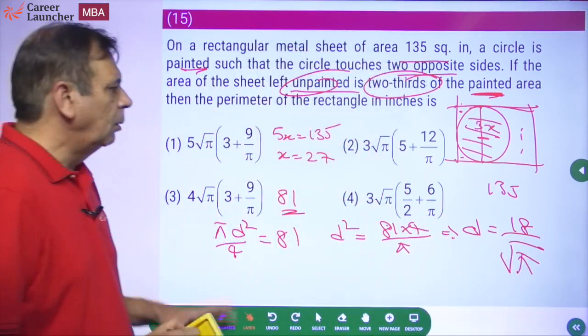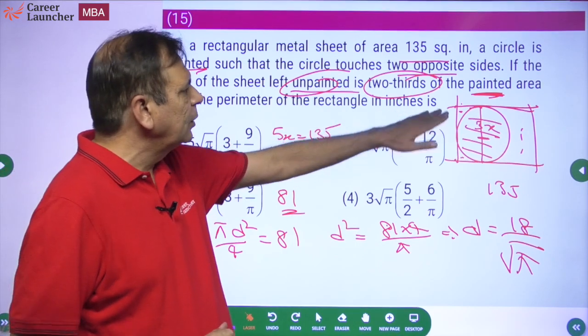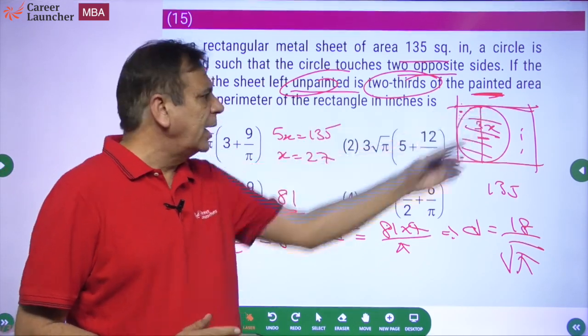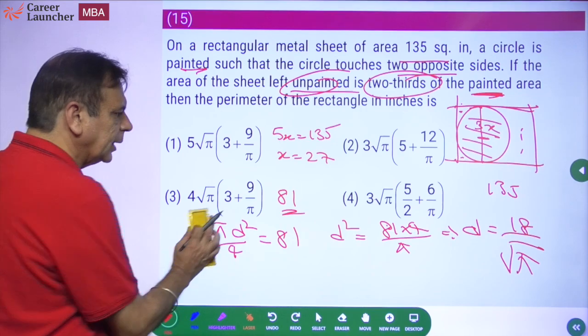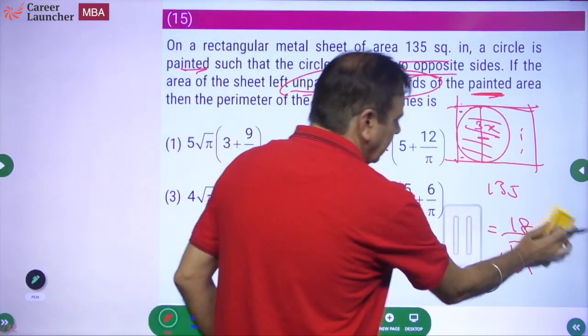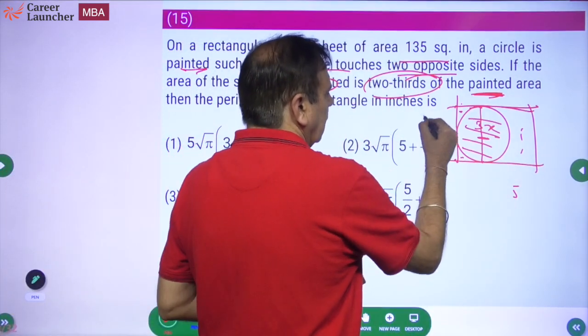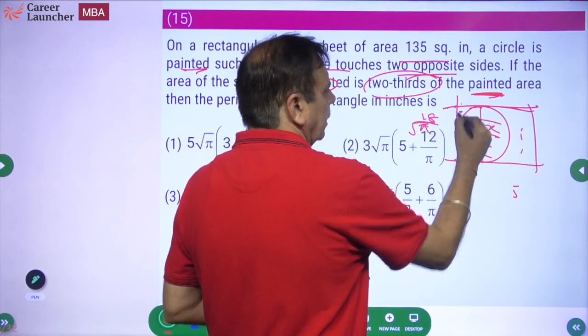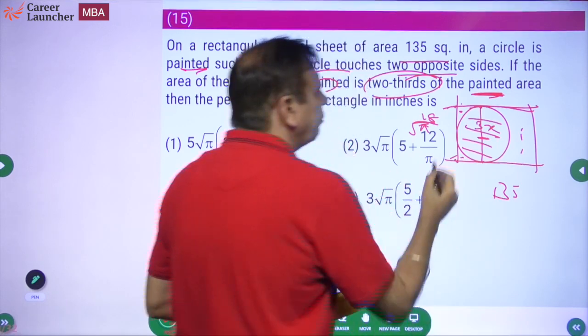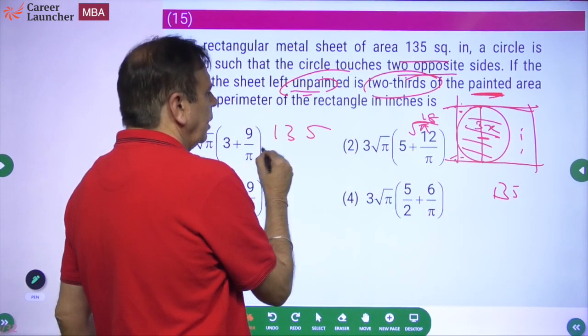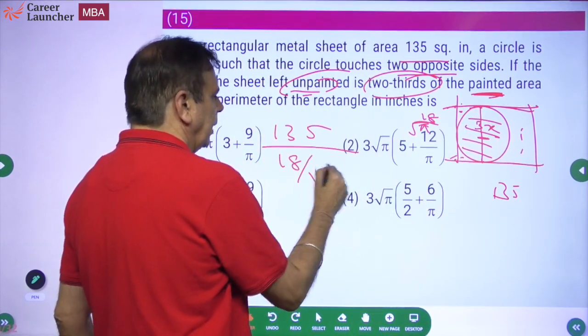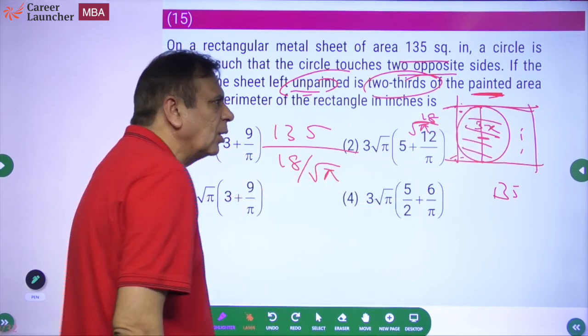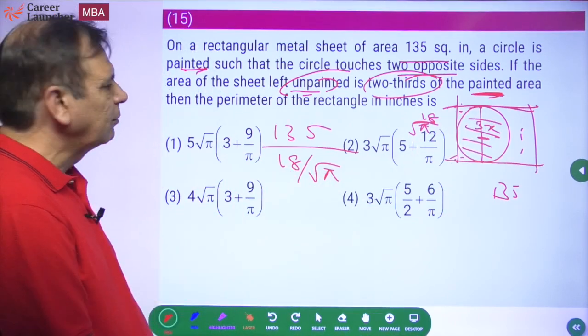Now that you have got this diameter, you know the area also, you can find the other side. So this side is 18 upon under root pi. You know the area is 135, so the other side will be 135 upon 18 divided by under root pi. You will find the other side also, and then you will find the perimeter of the rectangle.